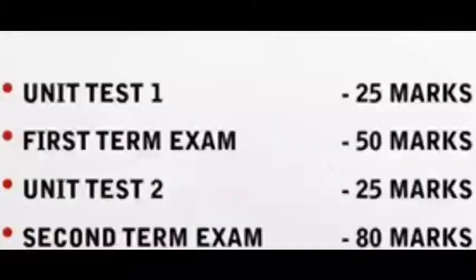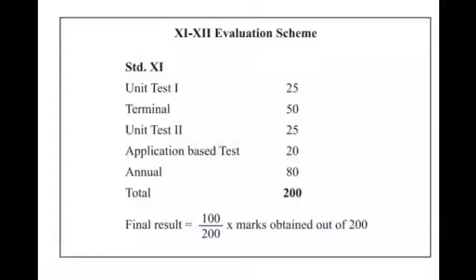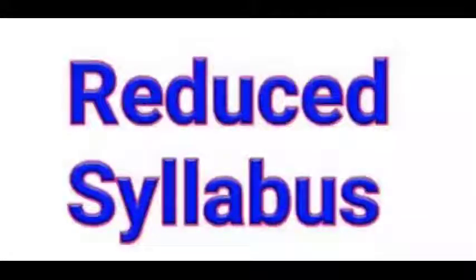And this 20 marks is based on an application based test. For the application based test you have one set of books, called the ABT book. So you have to purchase that ABT book and do the objectives from it, and the ABT book will be for 20 marks. Likewise, the evaluation scheme of 11th standard is: unit test 25 marks, terminal 50, unit test 25, application based 20, annual 80. So the total is 200 marks and the final result will come from the 200 marks. Okay?